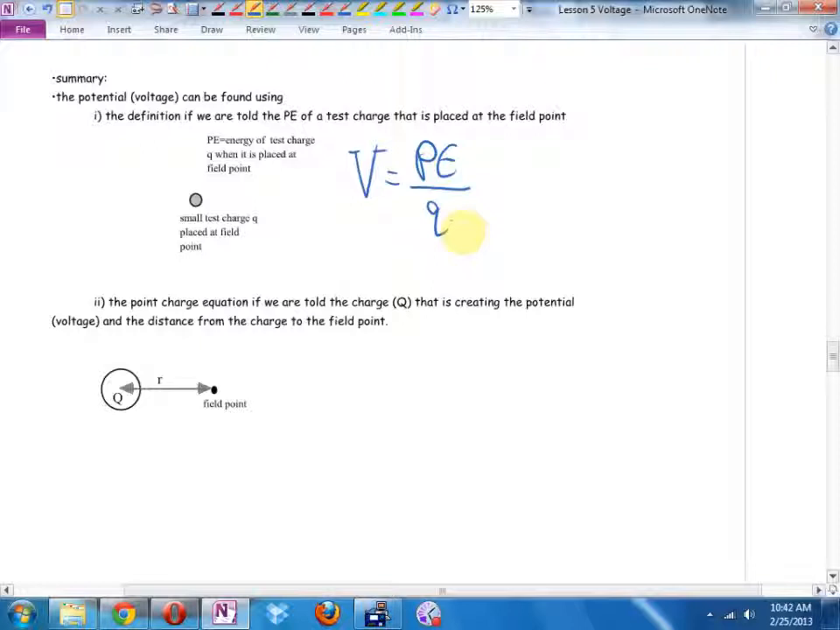But no. You can also find it using the point charge equation if you know the big planetary charge that's causing the electric field, which is causing the voltage. You notice I used little q for the first one to show you a little tiny field charge at that location. Big Q for this is the planet causing the voltage.